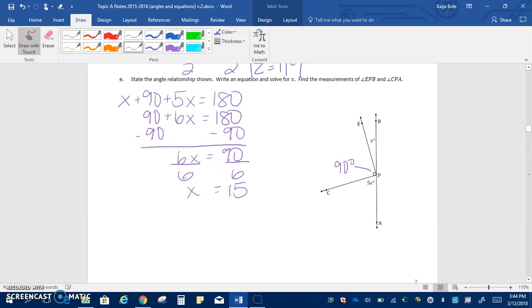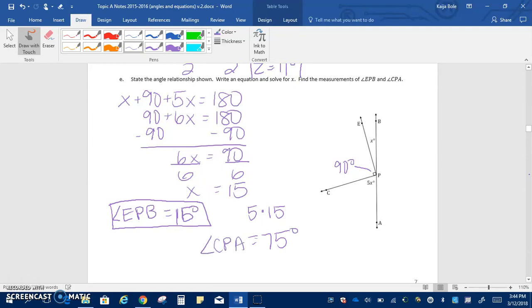Alright, but now we need to go back and look at the angles we're looking for. So angle EPB is just x, so that means this is just 15 degrees. Alright, but now if we want to go find CPA, we have to do 5 times 15, which gives us 75 degrees, and this is angle CPA.